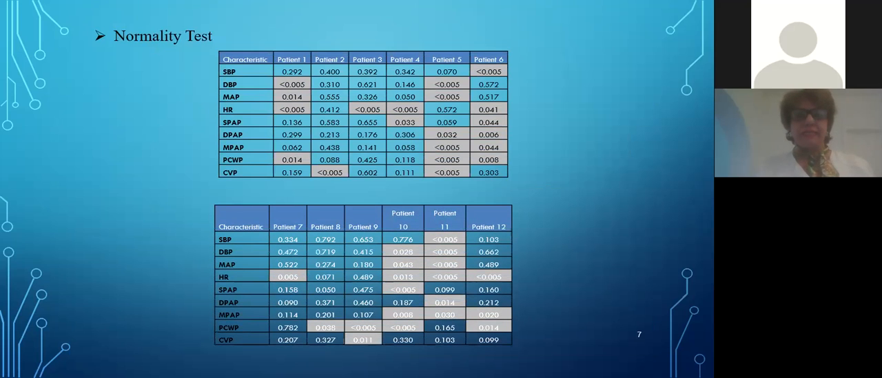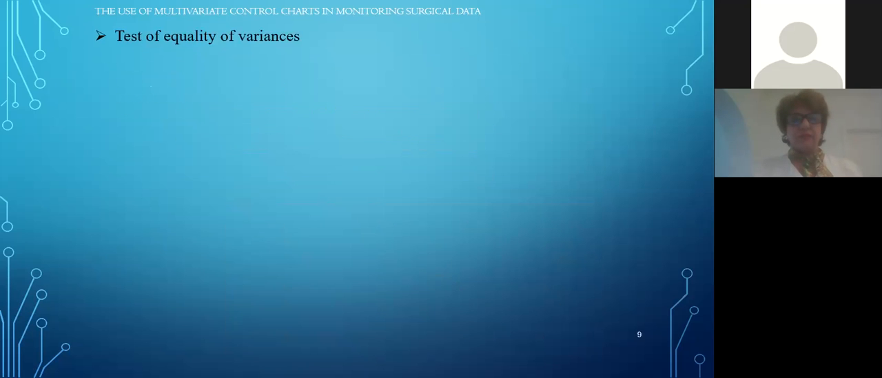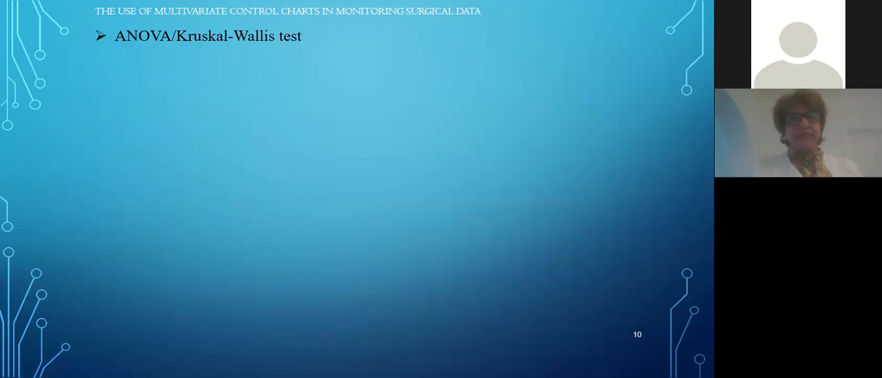Then we carried out normality test. Normality test, if you want to use exponentially weighted moving average, is not necessary, because one of its significant properties is that it is not sensitive to normality. But because we were going to have simulated data, we needed to transfer all the data to normal and create a multivariate normal distribution. So we carried out transformation for the data that were not normal using inverse ln and Johnson transformation. And then we did test of variance equality, and obviously the variances were different.